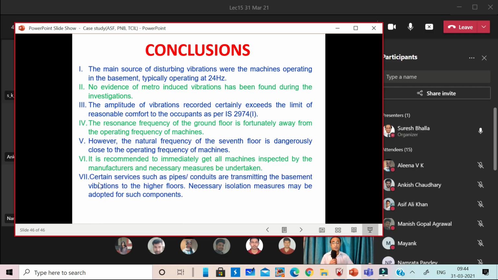And another observation was that pipes and conduits can also transmit the vibrations to very long distances. So necessary isolation measures are required for these components also.